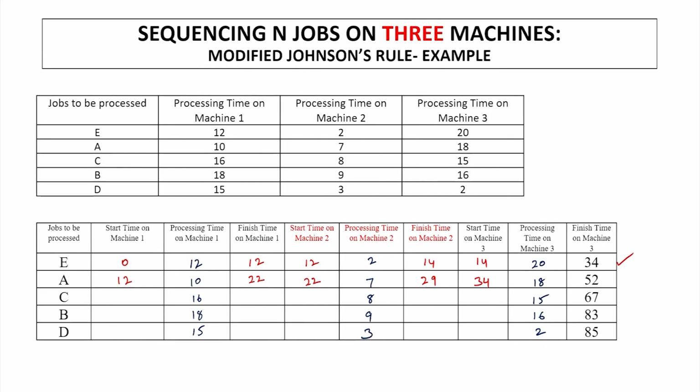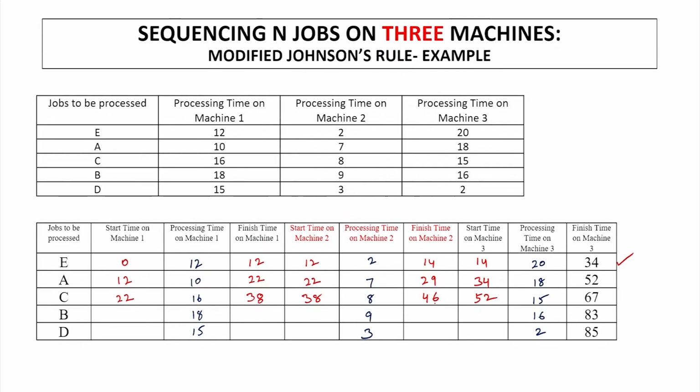Similarly, here I can start my third job at 22, 16 is the time. So, I have to finish at 38, and then I can start at 38 and complete at 46, start at 46 and 52. At 52 I have to take the higher.